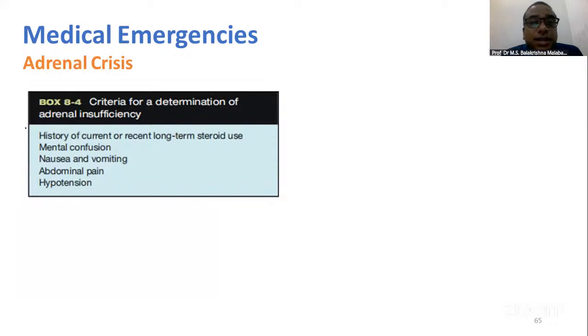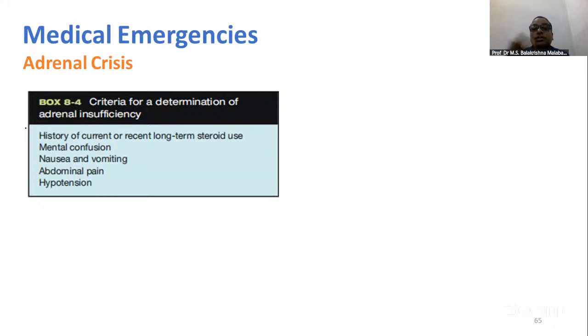Next is adrenal crisis. So the patient will be on steroids. You have to double the dose before any procedure. So, criteria for determination of adrenal insufficiency, that means the predisposing factors. History of current or long-term steroid use. The patient is taking long-term steroids and suddenly discontinued. That patient can be a potential to go into adrenal crisis. That's why case history is extremely important.